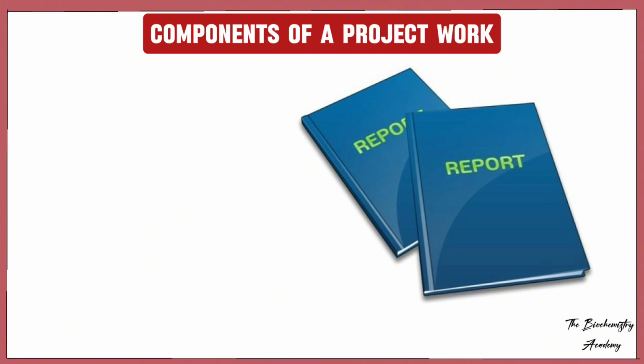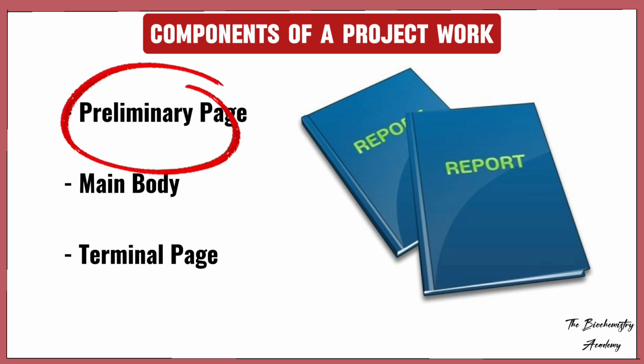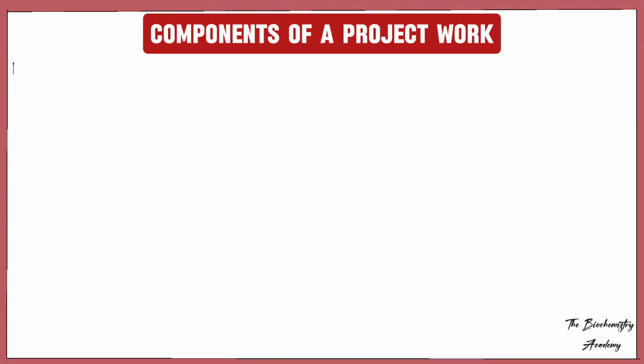In today's video, we'll talk about the components of a project work. Now, a project work is made up of three components, which are the preliminary pages, the main body, and also the terminal part. Now, the preliminary pages of a research paper or work are the first set of pages that are encountered before the body of the work.